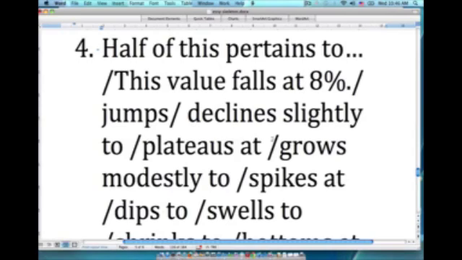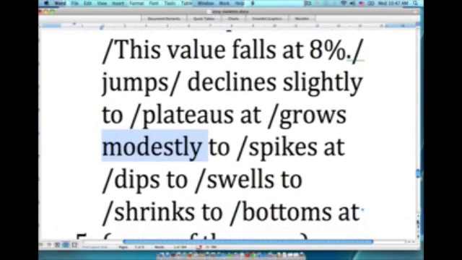Okay, plateaus at, grows modestly to. Modestly, good word to know. You could say it falls modestly to, it rises modestly to, modestly is a great word just to describe those small little changes that occur in your source.